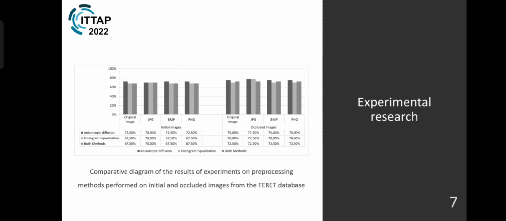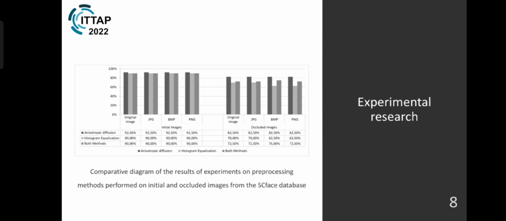The initial algorithm with anisotropic diffusion itself provided the highest identification accuracy results on the original images in all sets of the experiments. But the application of the equalization method improved the result for the JPG-converted images up to 77.5%. The next figure demonstrates the results for the original and occluded images from the SCface database that were preprocessed with anisotropic diffusion, equalization, and the combination of these methods. Analysis of these results provided the following conclusions.